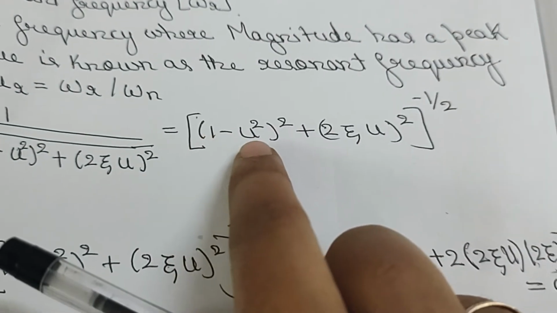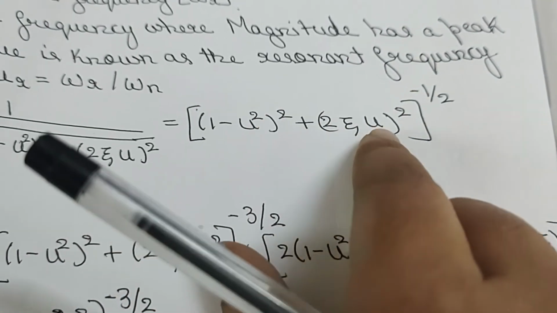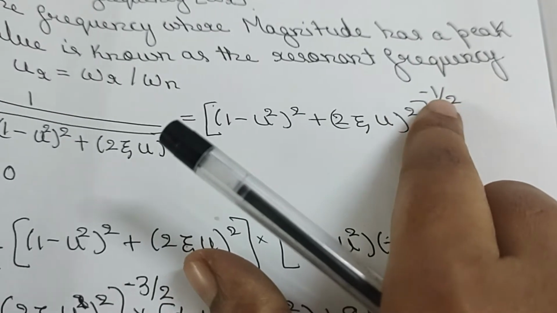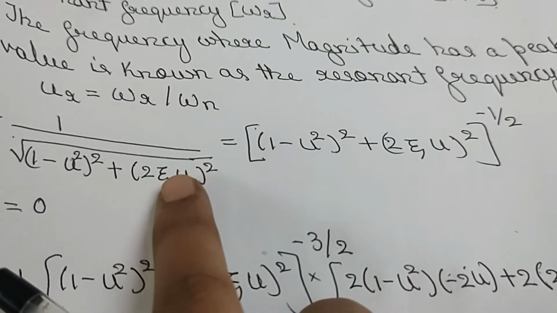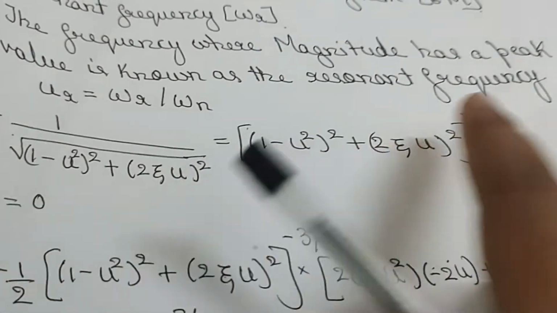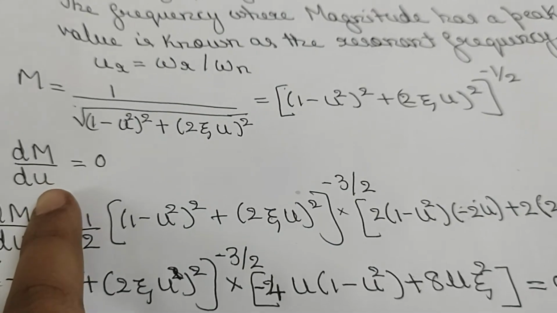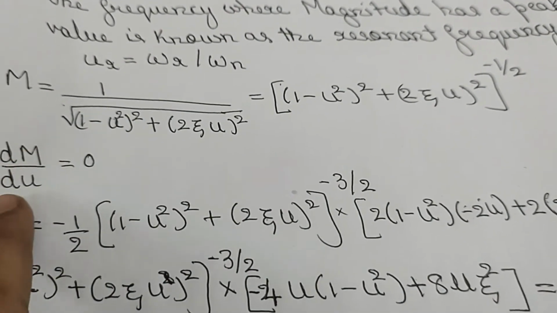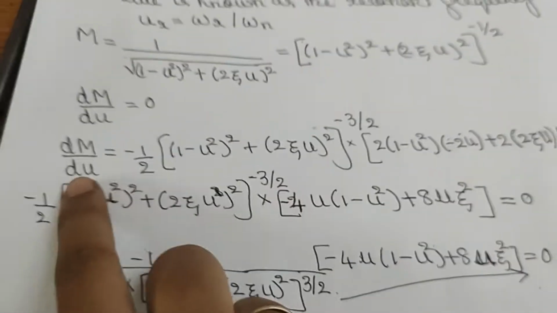So M equals [(1 minus u square) whole square plus (2 zeta u) whole square] to the power of minus 1 by 2. The square root can be written as 1 by 2 and we have taken the denominator to the numerator, that's why we have written minus 1 by 2. Next, differentiation with respect to u. dM divided by du equals 0.